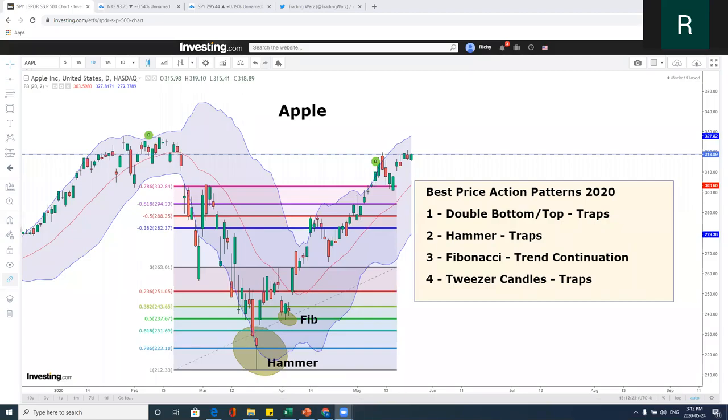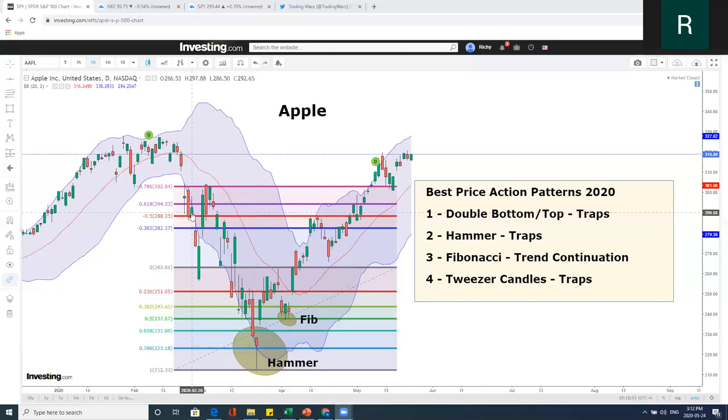I'm going to be continuing my beginner series today, and we're going to be looking at the best price action patterns to trade in 2020. And the way I'm going to be doing this is looking through different stocks and recent examples to help drive home the point. So we're going to start off right off the bat with Apple, looking at the daily chart, and we have two specific price action patterns here. We have the hammer candles as well as the Fibonacci continuation trade. So this hammer showed up on Apple on March 23rd.